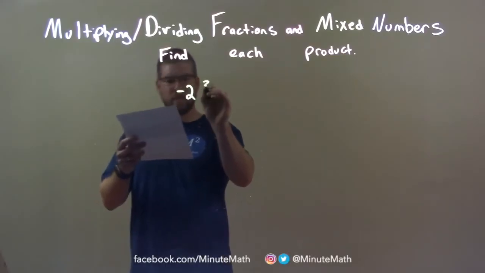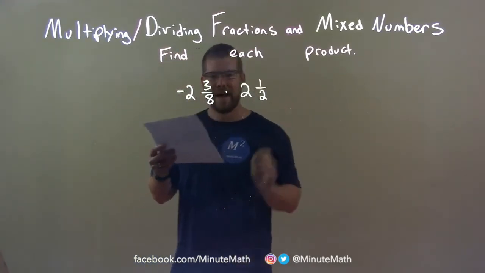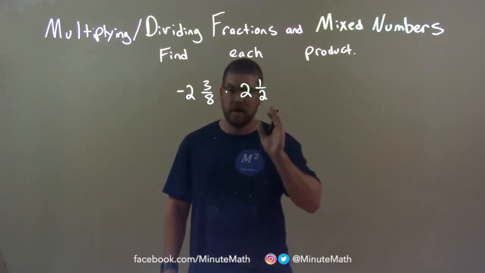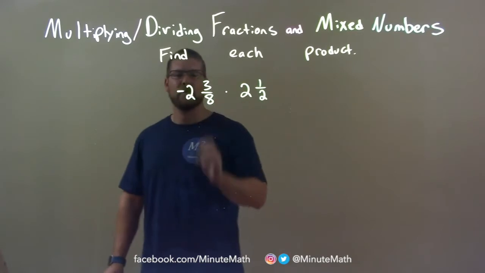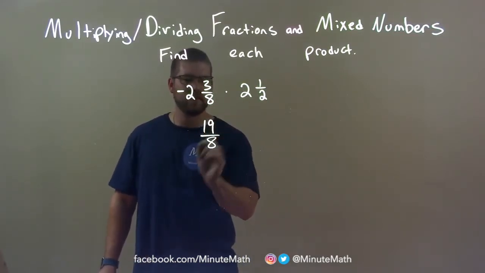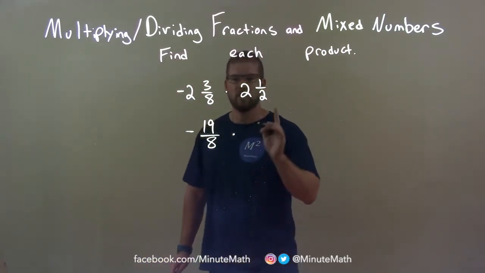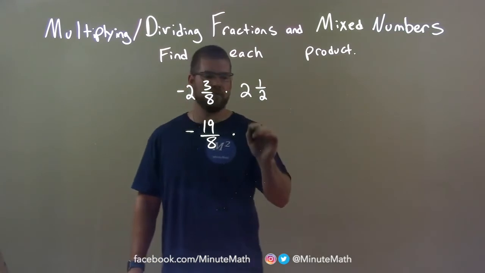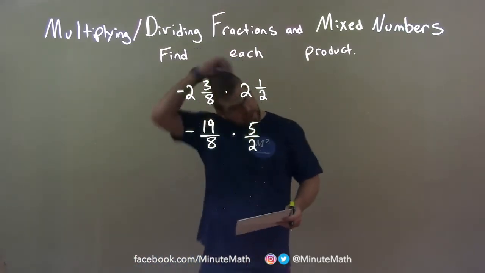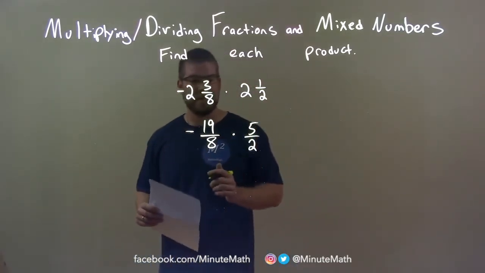Negative 2 and 3/8 times 2 and 1/2. All right. Well, first thing, I want to convert each one of these to an improper fraction. 8 times 2, 16, plus 3 is 19. So we have negative 19 over 8. Keep the negative, multiply it here. 2 times 2 is 4, plus 1 is 5. So we have 5 over 2, 5/2 here. Okay, so now I always try to see if I can simplify anything, but I really can't.